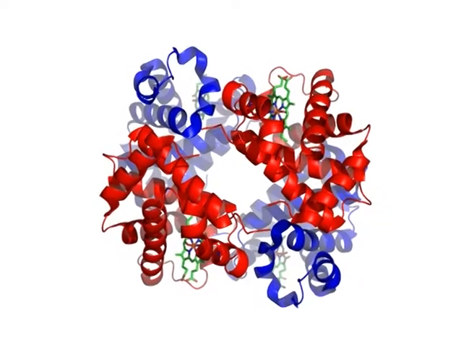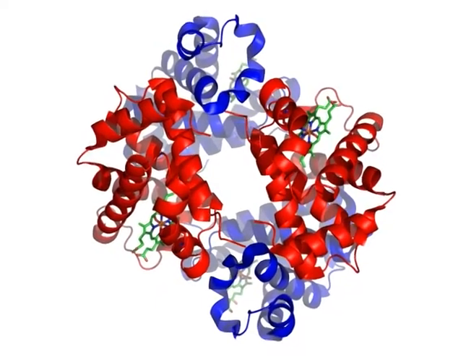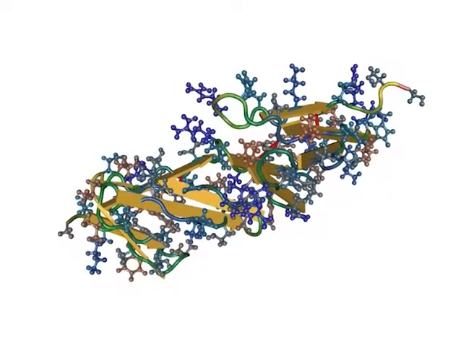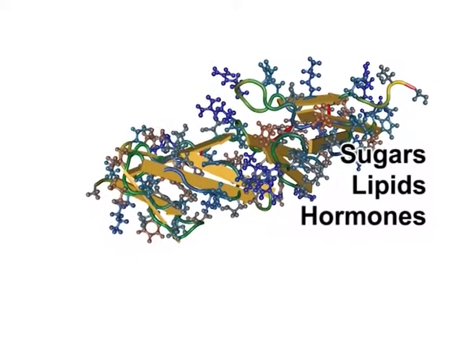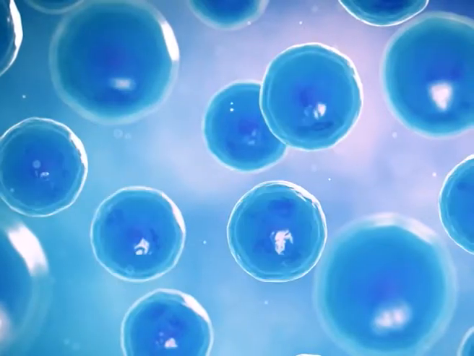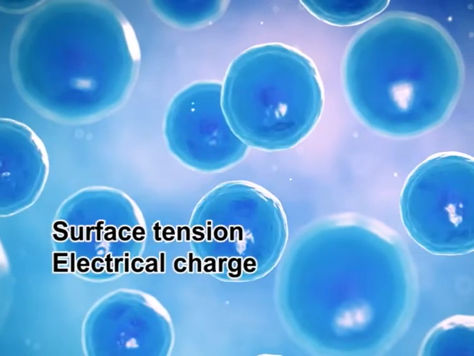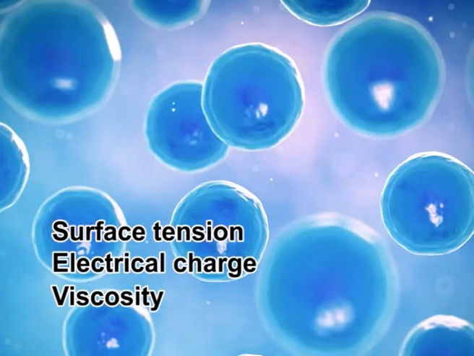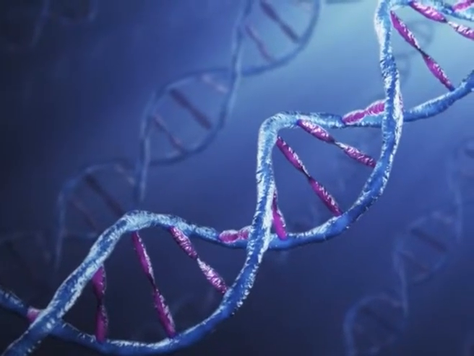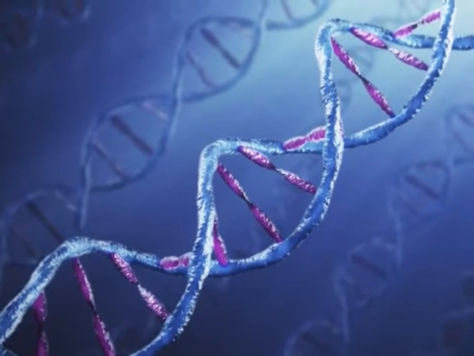Proteins direct cellular activity by facilitating biochemical processes within the cell. These processes depend not only on the protein derived from the gene but also on the many other non-protein components of the cell such as sugars, lipids, hormones, inorganic elements, inorganic compounds and minerals. Additionally, the physical environment around and within cells including surface tension, electric charge and viscosity contributes to the way the cell functions. Genetic information directs cellular function, serves as a link between generations and influences an individual's appearance.